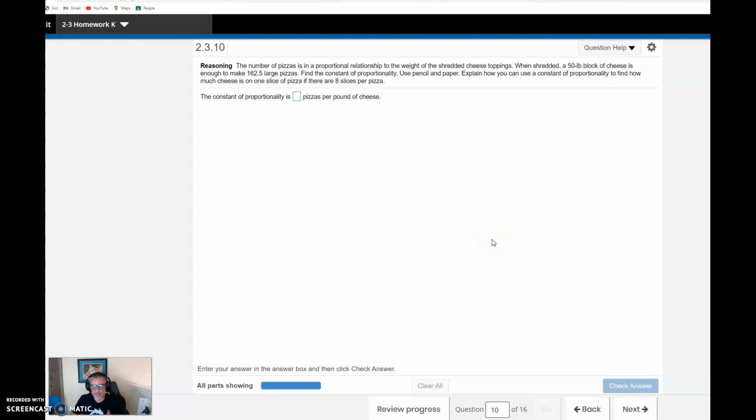The number of pizzas is in a proportional relationship to the weight of the shredded cheese toppings. When shredded, a 50-pound block of cheese is enough to make 162.5 large pizzas. Okay, so that's some information we're probably going to need here, so I'm going to underline that. We know that there is a proportional relationship because they tell us. Find the constant of proportionality. It says the constant of proportionality is blank pizzas per pound of cheese. This is important. So how many pizzas per 1 pound of cheese?